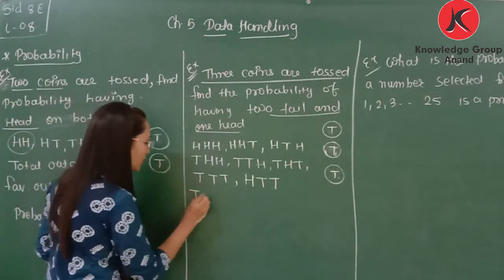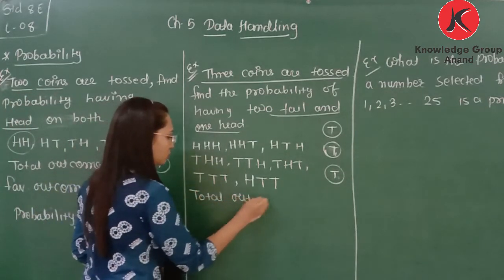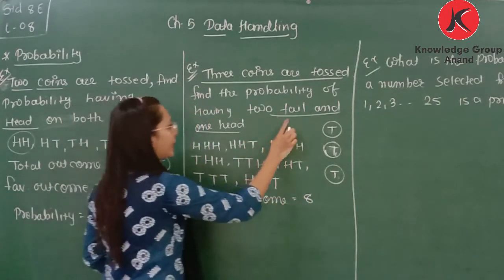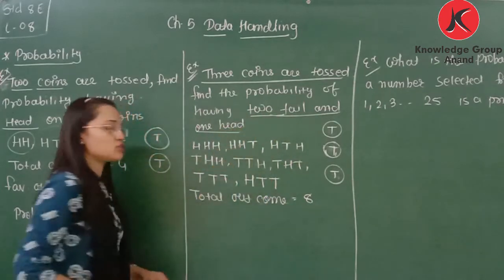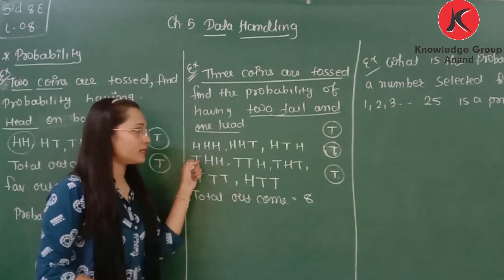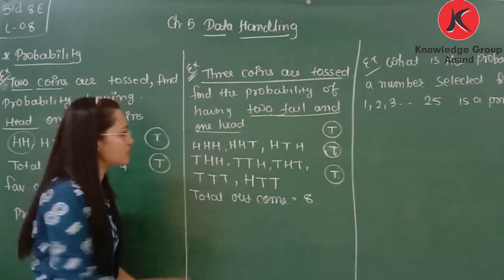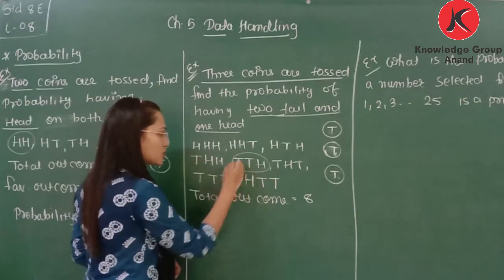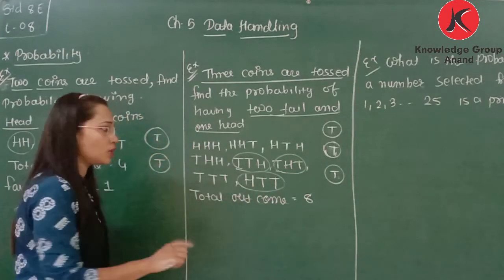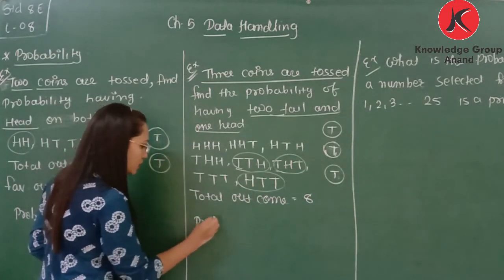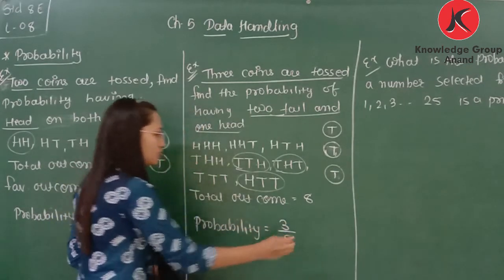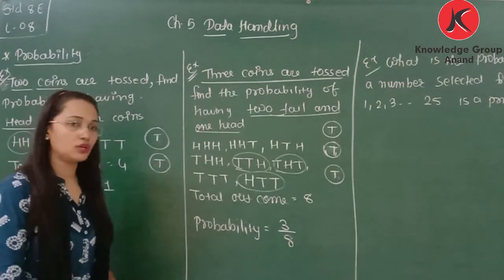So you can write total outcome is equal to 8. Now, 2 tail and 1 head. How many outcomes are there that have 2 tail and 1 head? You can see here 2 tail and 1 head is the first, this is the second, and this is the third. So there are 3 possible outcomes. So you can write probability is 3 by 8. This way you can find the probability for this.